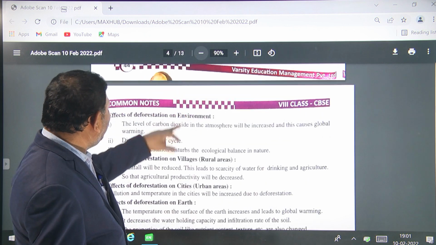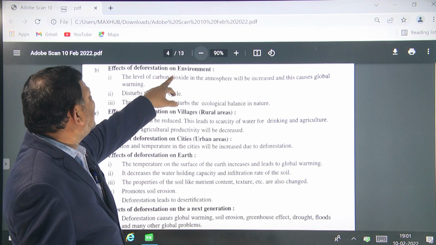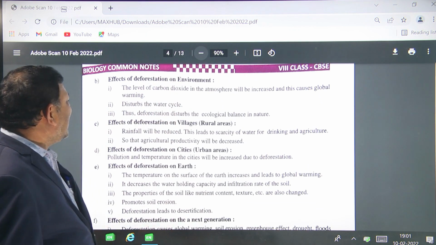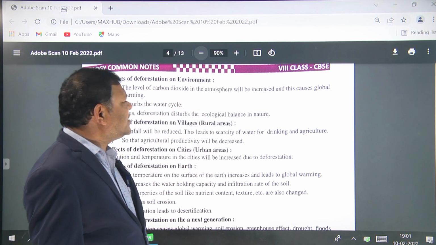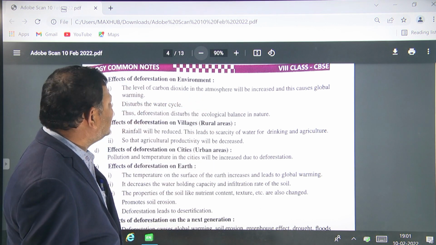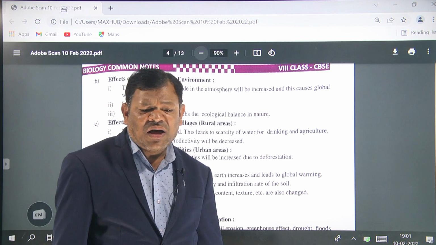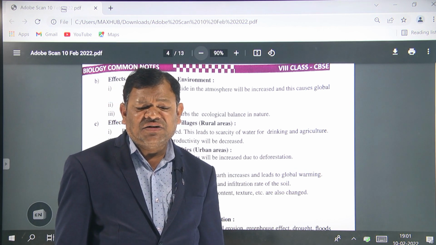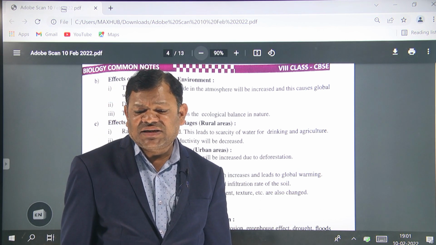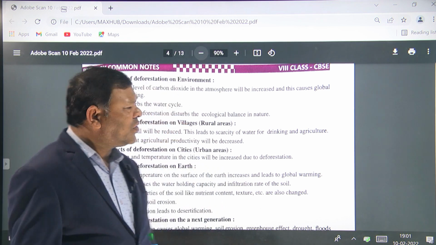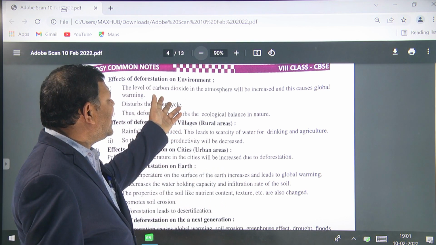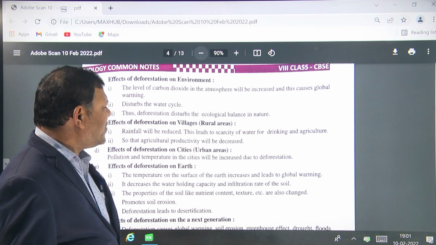And effects of deforestation on the environment. The level of carbon dioxide in the atmosphere will increase and that causes global warming. If you are doing deforestation, what happens? Carbon dioxide levels are increasing, and that is causing global warming.